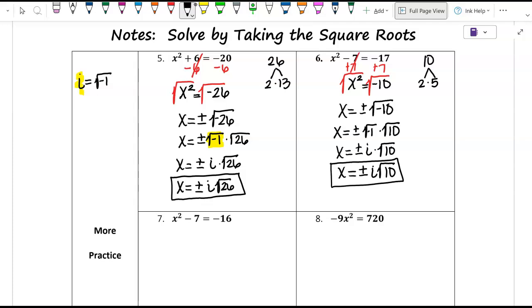Now, we're going to see in this next problem, you don't always have to have a radical left in your answer to have an imaginary answer. It is possible that you can have an answer that does not have a radical in it, but is still an imaginary solution.